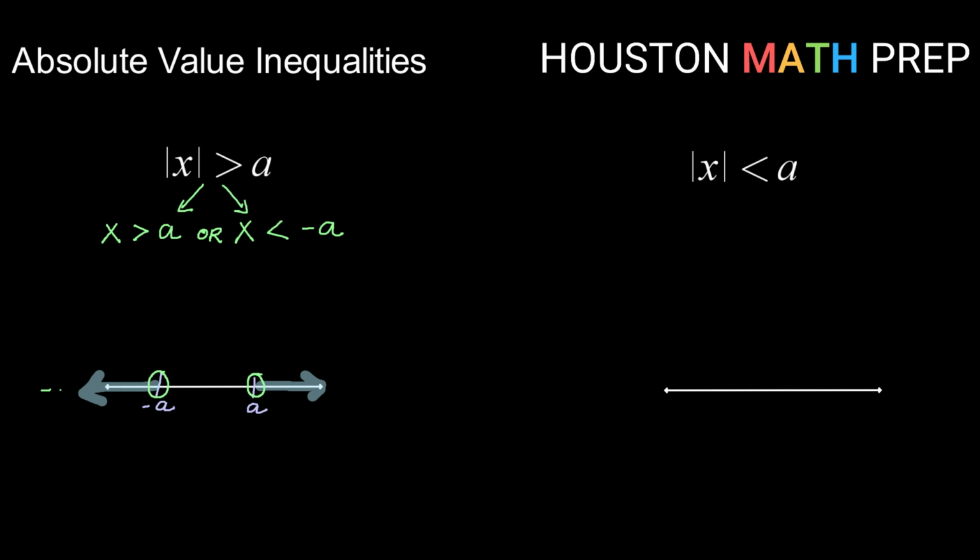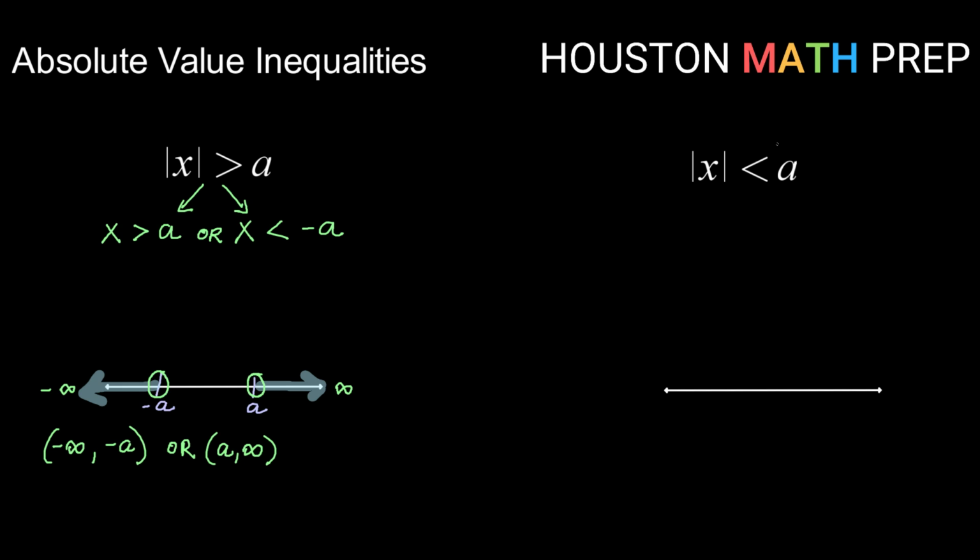Just remembering and practicing our interval notation. If we wanted to write these in interval notation, because they are disconnected pieces of the number line, they would require two separate intervals. So our first one down here would be from negative infinity up to negative a, and then we would say or from a up to positive infinity. So x values that fall into one piece or the other can be solutions here.